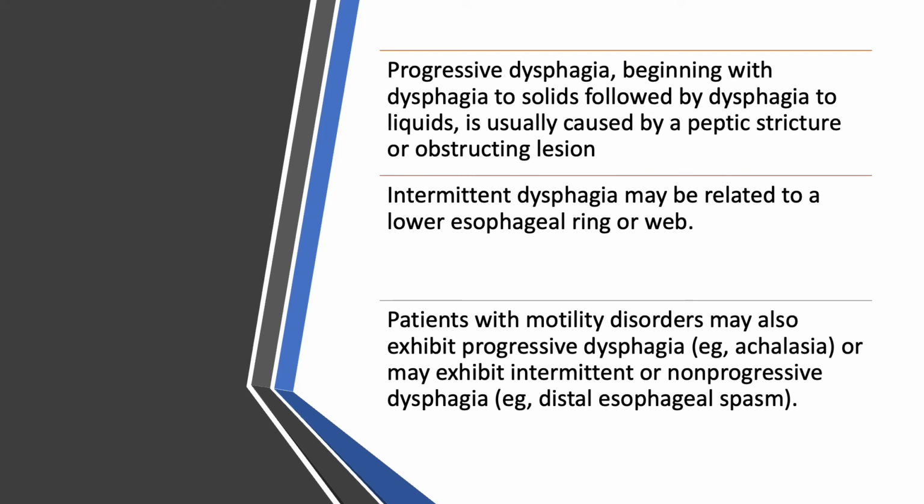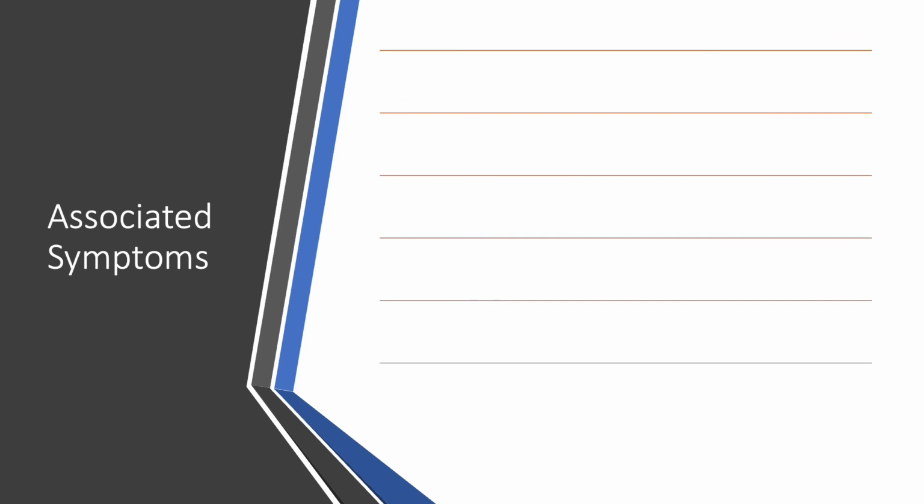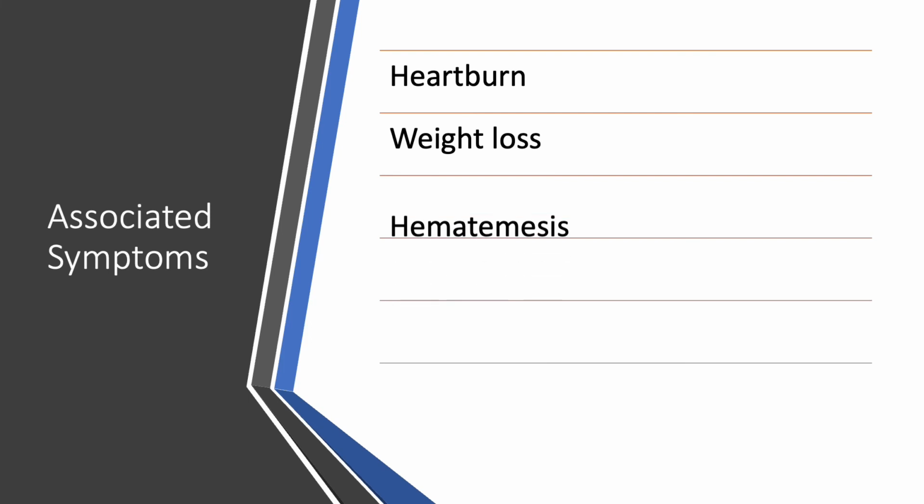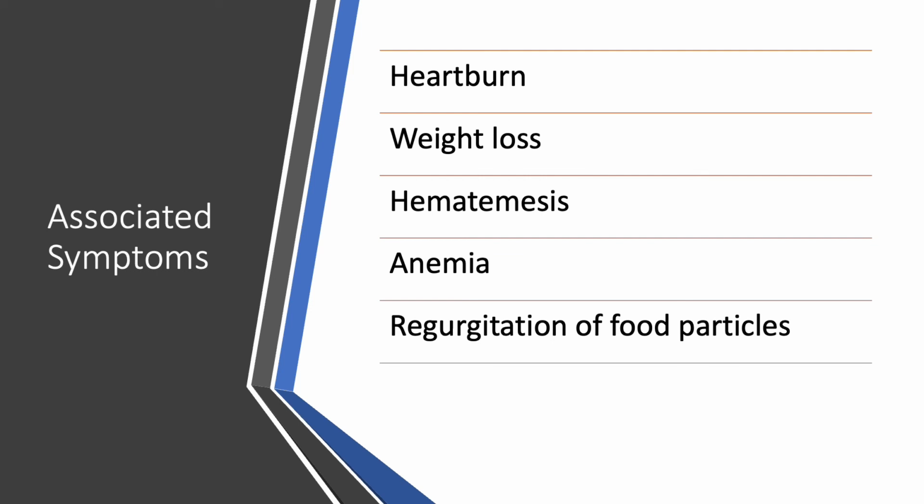And patients with motility disorder may also exhibit progressive dysphagia, such as seen in achalasia, or may exhibit intermittent or non-progressive dysphagia, as seen in distal esophageal spasm. Associated symptoms or findings can also help to narrow the differential diagnosis. This may include heartburn, weight loss, hematemesis, anemia, regurgitation of food particles, and respiratory symptoms.